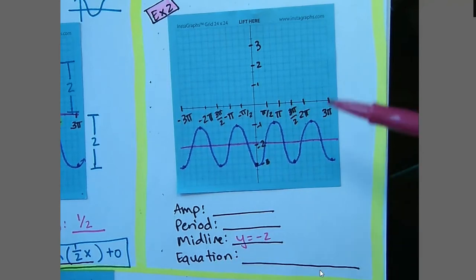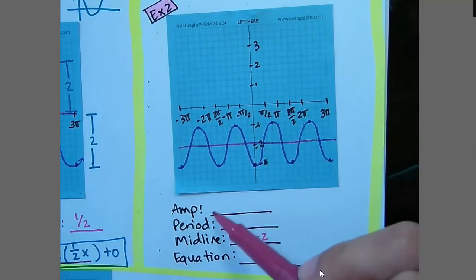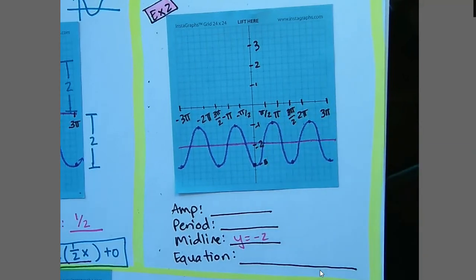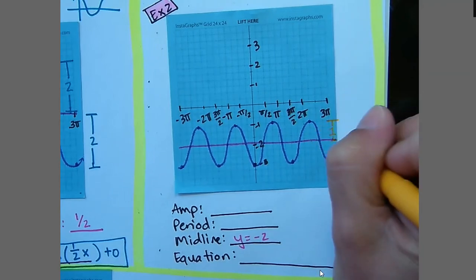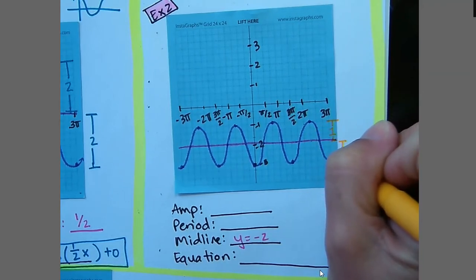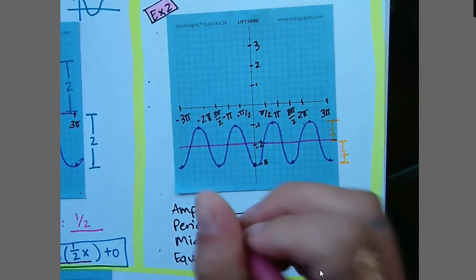And a lot of these, you can just kind of look at it and see where it's going through the middle. Then the amplitude is how high up and down it goes from the midline. So here, it is going up 1 and down 1 from the midline. Okay, so since it's going up 1 and down 1, the amplitude is 1.